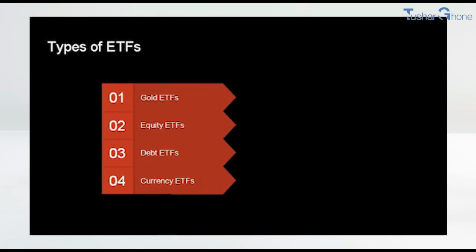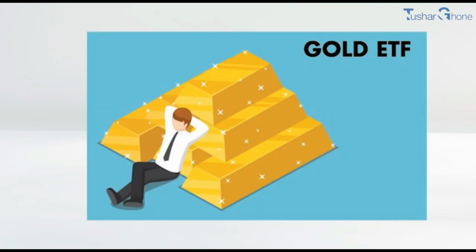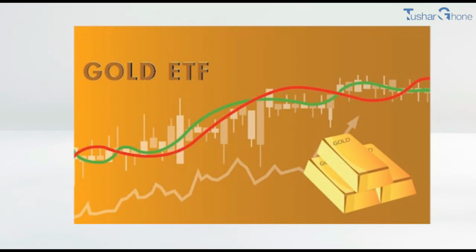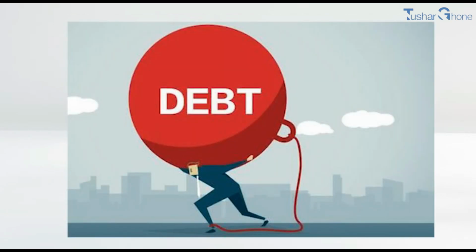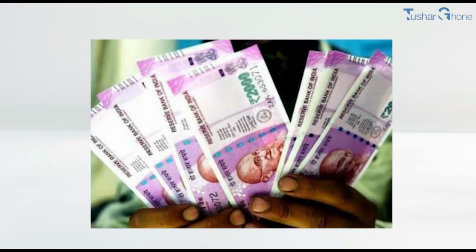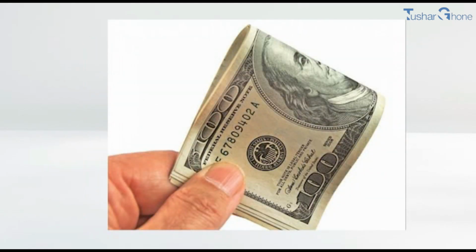ETFs can be broadly divided into 4 types: gold ETFs, equity ETFs, debt ETFs, and currency ETFs. In gold ETFs, the fund deals in commodity exchanges. After investing in this fund, the investor becomes owner of gold on paper. In equity ETFs, the fund invests in equity instruments. In debt ETFs, the fund consists of debt funds such as commercial papers or debentures. In currency ETFs, the fund invests in foreign currencies and gains profit from the fluctuation in their values.